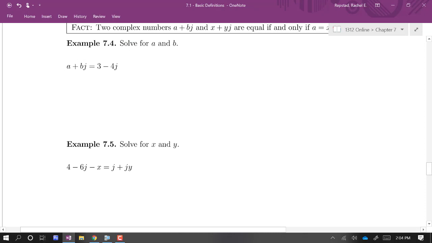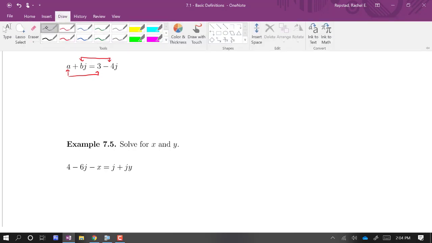The first one is really quite simple. If a plus bj is equal to 3 minus 4j, the only way that happens is if a is equal to 3 and b is equal to negative 4.